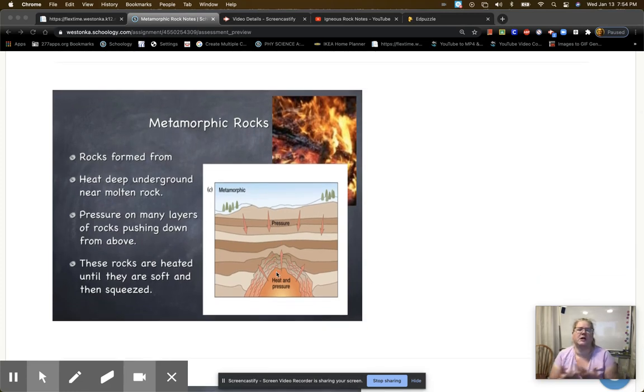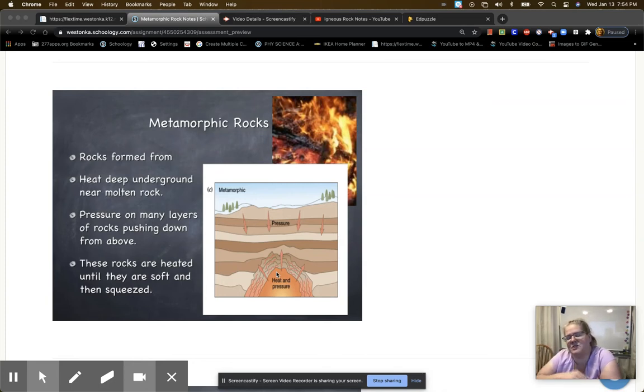So really what we're talking about is metamorphic rocks are heated and compressed deep underground because it gets warmer and warmer as you get towards the center of the earth. They're near the molten material, but they haven't melted, and that's a huge indicator. Once it melts and rehardens, that's an igneous rock.